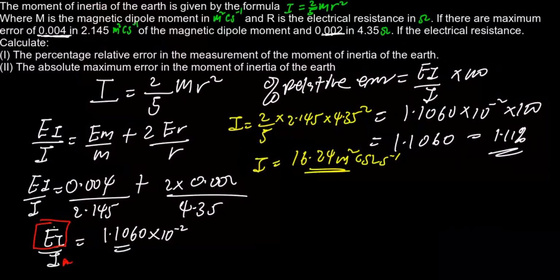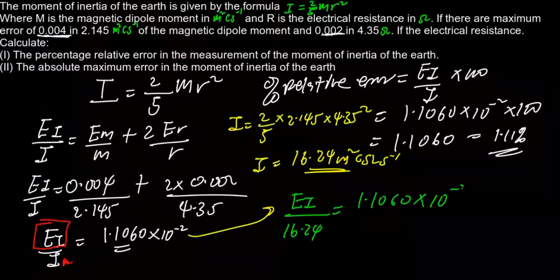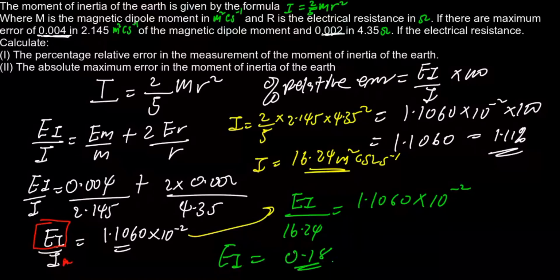So how will I now get my absolute error? I'm asked to find this EI. So what will I do? Recall this formula. So EI over 16.24 equals 1.1060 times 10 raised to power minus 2. If you want to find your EI, what will you do? Cross multiply. You're going to cross multiply this and this. And if I cross multiply, what will I have? I have 16.24 times this, and my answer will give me 0.18 approximately. So that's the absolute maximum error.